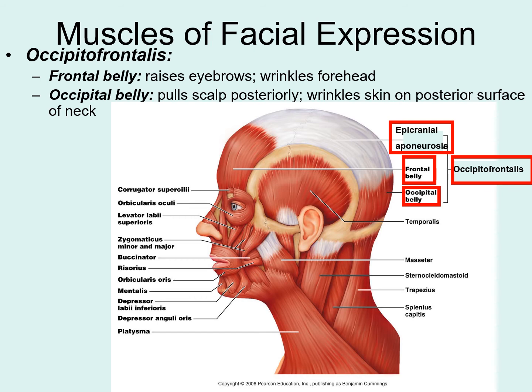So if we look at several of these, starting with occipitofrontalis, it has a frontal belly that helps to raise the eyebrows, kind of wrinkles that forehead. And the occipital belly, which is going to be towards the back, is going to kind of wrinkle the skin on the posterior surface of the neck. So what you're looking at is highlighted in the boxes, but is all along this area here. So you've got the frontal belly here, the occipital belly here. Obviously, the names are for the location of them.